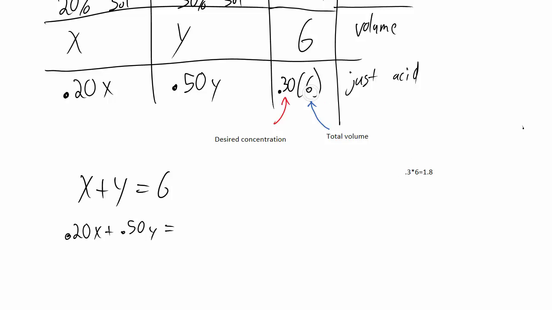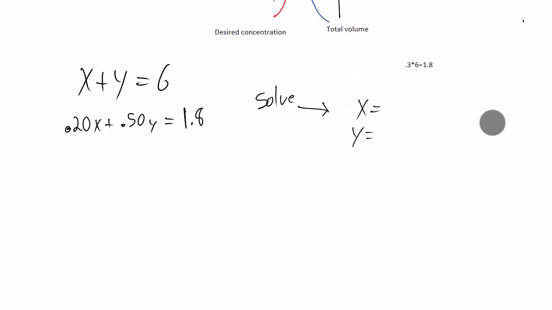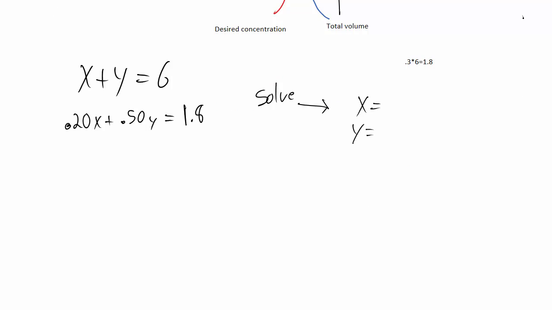But the first part of your system is the unknown amount plus the other unknown amount comes out to 6 milliliters total. And then the percentage, or the weight of those amounts, times the unknown amounts is how much acid you have in there. So your system looks like that. And I'll draw you a rubric for it.